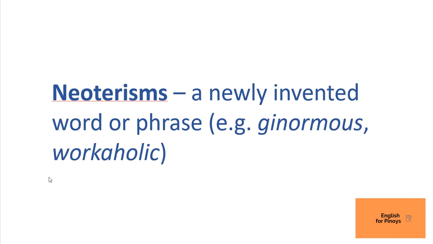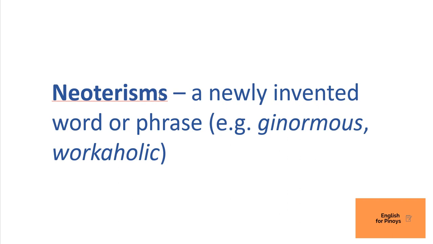We also have the third type of Filipinism, which is a neo-tourism. And neo-tourism is a newly invented word or phrase. For example, ginormous. It's actually in the dictionary now, but it's an invented word. It's a combination of gigantic and enormous. You put the two together, you have ginormous. This is actually an example of a portmanteau word. Workaholic is also a neo-tourism. It's a newly coined phrase.